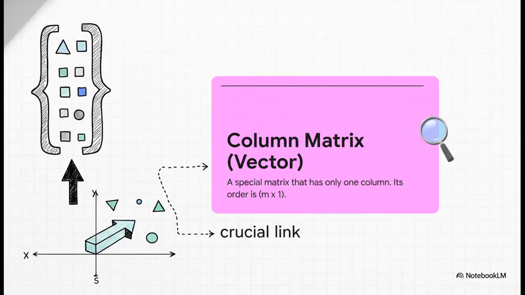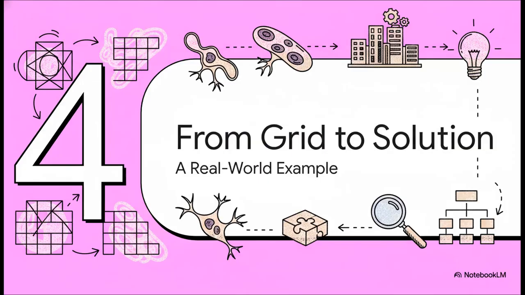Okay, another special type to know, the column matrix. This one's easy. It's just a matrix with only one column, and we often call this a vector. This is a really important bridge between the world of matrices and the world of geometry. All right, so we've gone through the theory, we've looked at the anatomy, now for the fun part. Let's see how this abstract idea of a grid actually gets to work and solves real-world problems.